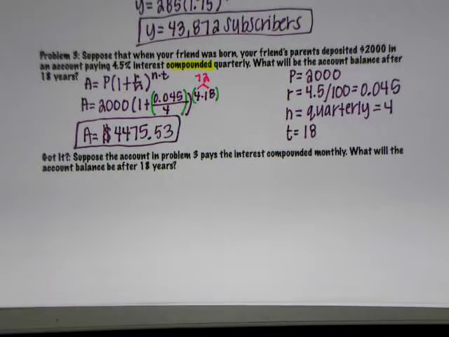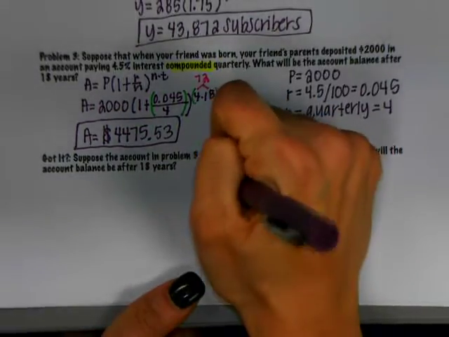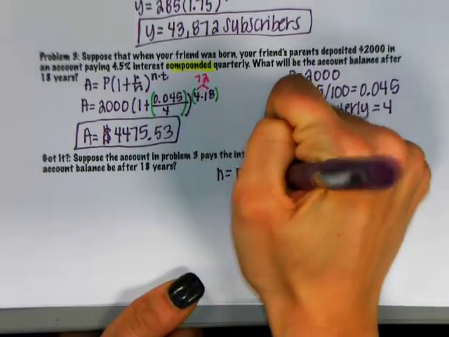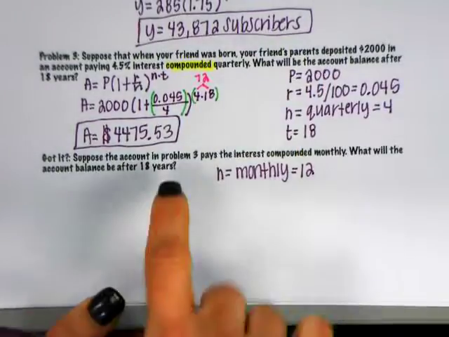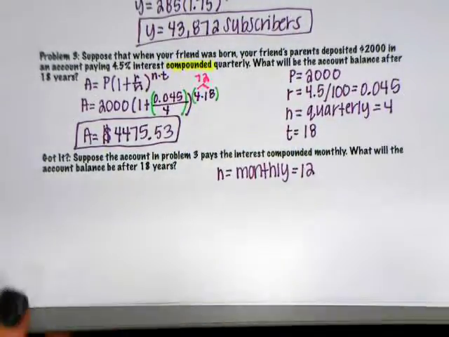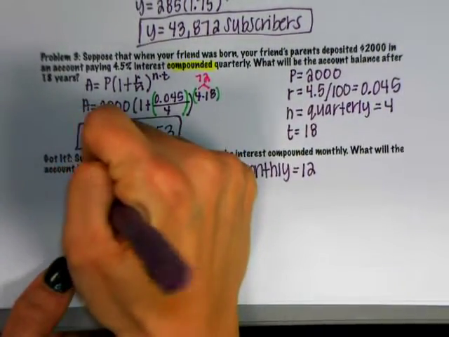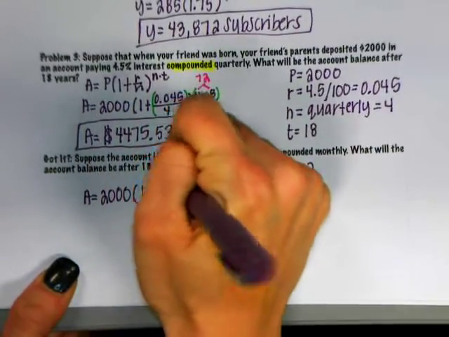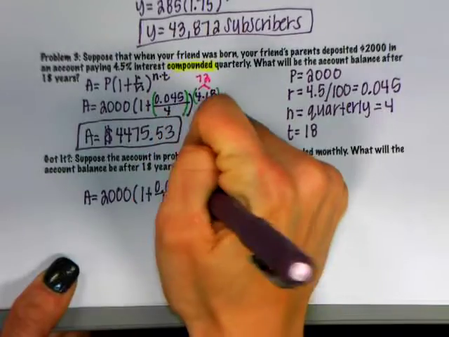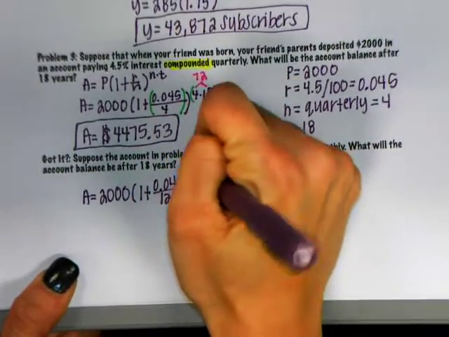Okay. So on this one, it just says to change it so that it's compounded monthly. So monthly is going to be how many times a year? 12. So you're changing both ends to 12 now. So it should look like this. A equals 2,000, 1 plus 0.045 over 12 to the 12 times 18 power.